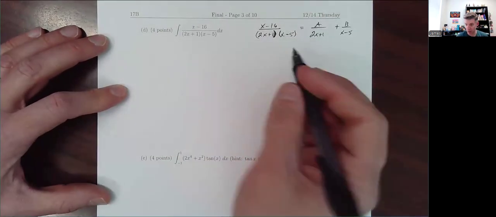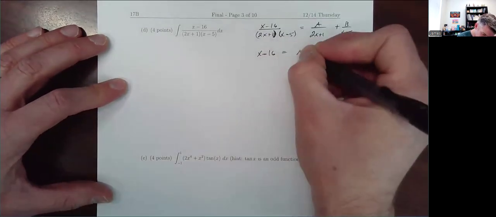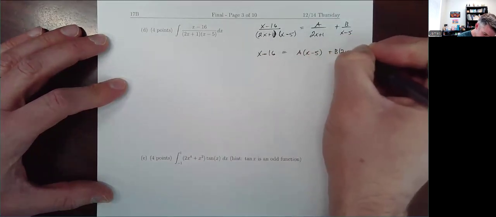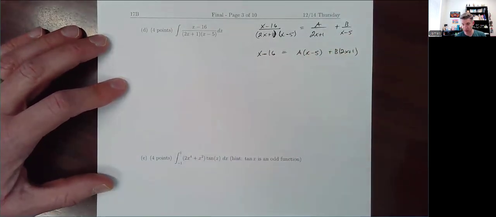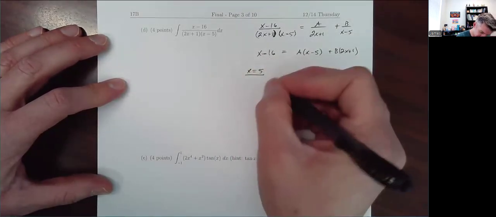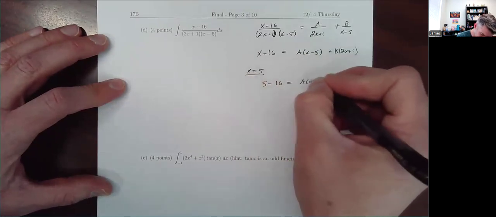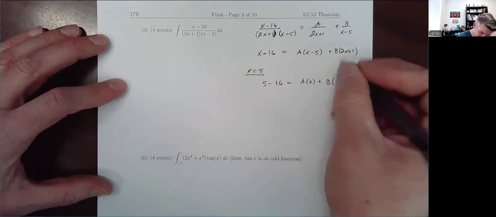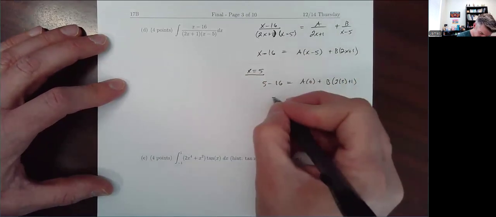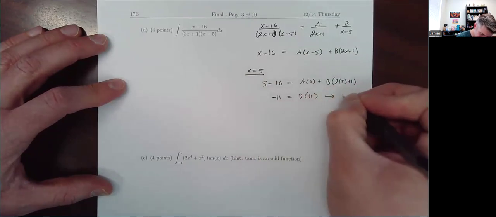And then multiplying both sides by our common denominator, we have that x minus 16 is equal to A times x minus 5 plus B times 2x plus 1. Picking the easier of the two easy values, we're going to set x equal to 5. On the left-hand side, we get 5 minus 16 equal to, on the right-hand side, A times 0 plus B times 2 times 5 plus 1. Or in other words, negative 11 equals B times 11, which means B is equal to negative 1.